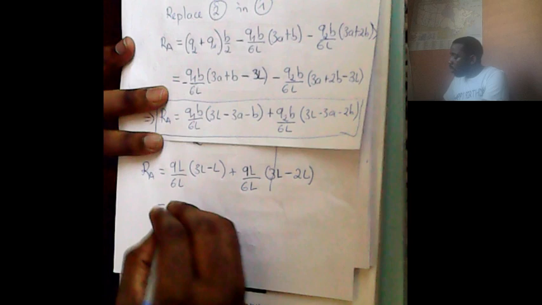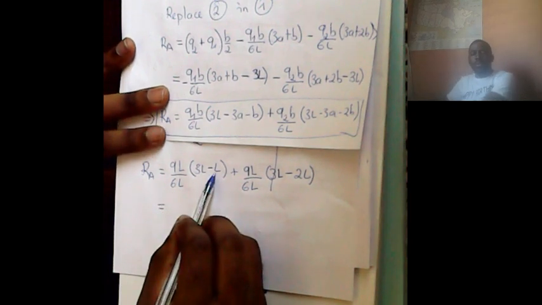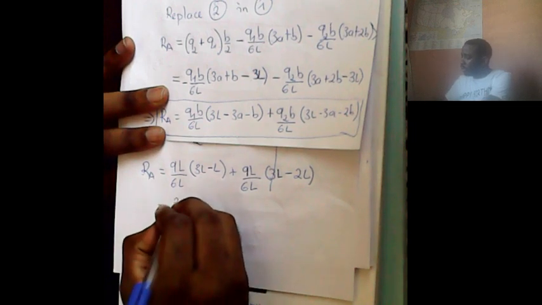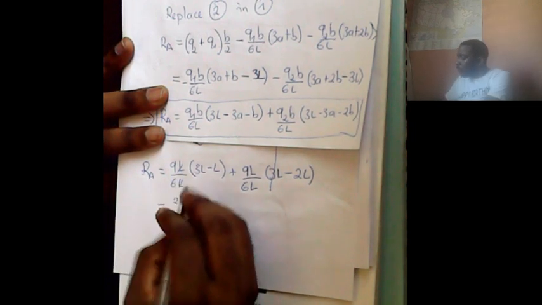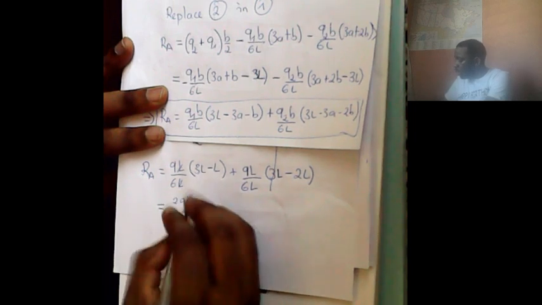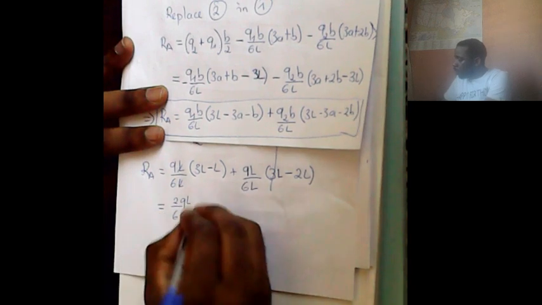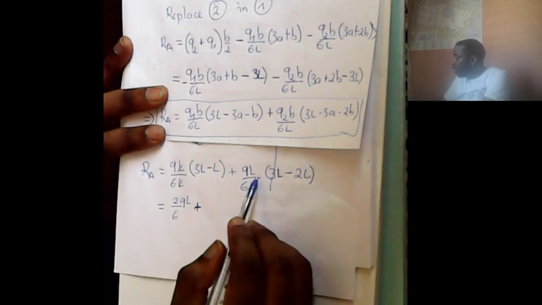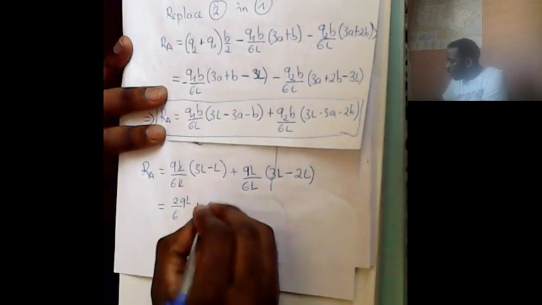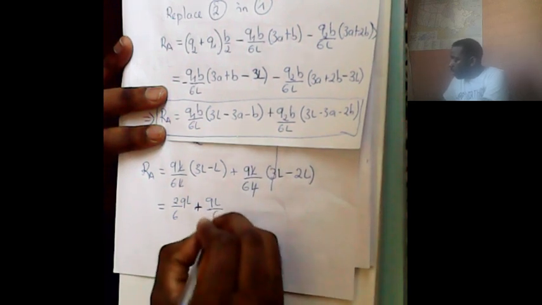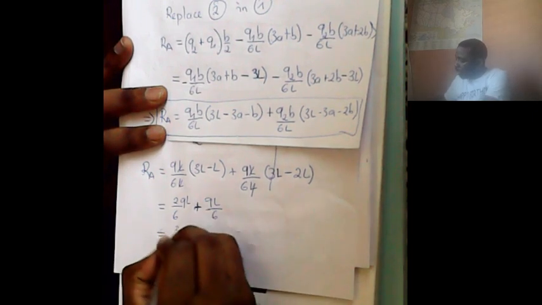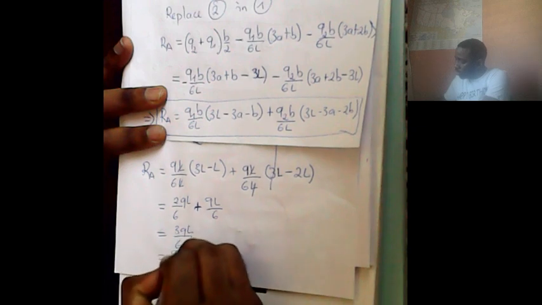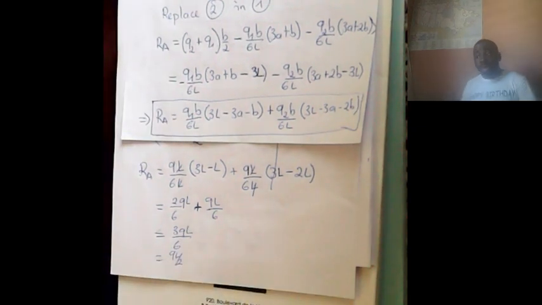So at the end of the day, what we are going to get is 3L minus L, this L cancels this L. So I'll have 2QL divided by 6, and then plus, again, this is 3 minus 1, plus QL, this L cancels this L, plus QL on 6. So all of that gives me 3QL on 6, which gives me QL on 2. So perfect. Our RA and our RB are correct. They are extremely correct. Good.